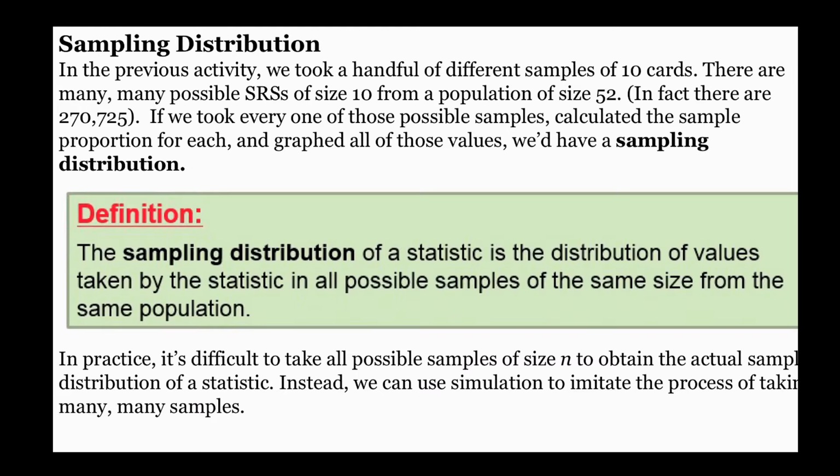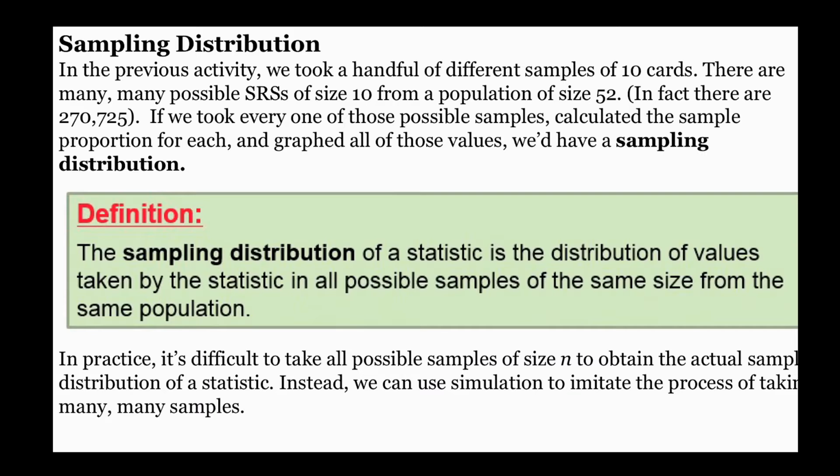In fact, there are 270,725 possible SRSs, different things that could have happened. There are 270,725 different things that could have happened when you flipped over the cards. Lots of different outcomes. Okay, if we took every one of those possible samples, calculated the sample proportion for each, and graphed all of those, we'd have a sampling distribution.